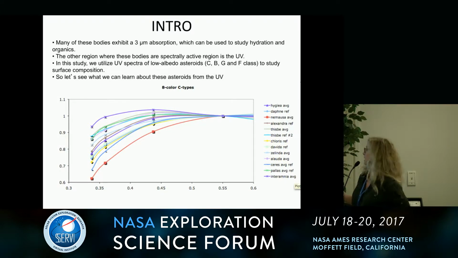A lot of these bodies also contain a 0.7 micron feature, which is also linked to hydration. Some groups have looked at linking this UV absorption edge with that 0.7 micron feature and the 3 micron feature, and what it might have to do with hydration and heating. We still don't really understand any linkages there. So what we're trying to do is look at this spectral region and see what we can learn about the surface compositions of these bodies, since there are so few clues at longer wavelengths.